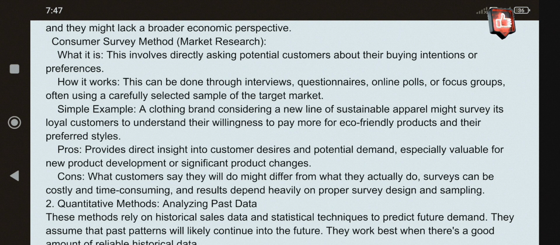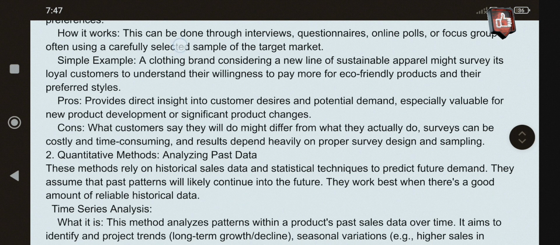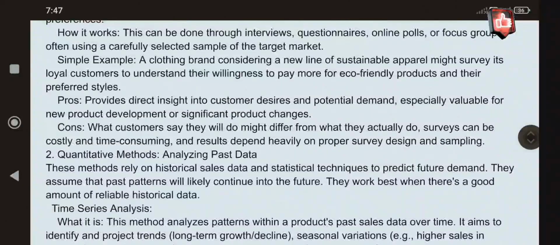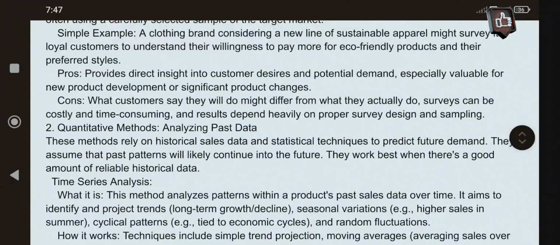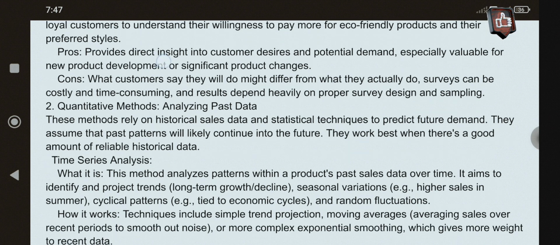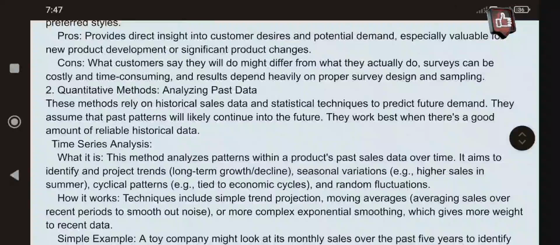Simple example: a clothing brand considering a new line of sustainable apparel might survey its loyal customers to understand their willingness to pay more for eco-friendly products and their preferred styles. Pros: provides direct insight into customer desires and potential demand, especially valuable for new product development or significant product changes. Cons: what customers say they will do might differ from what they actually do. Surveys can be costly and time-consuming, and results depend heavily on proper survey design and sampling.